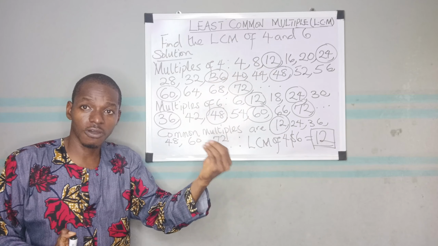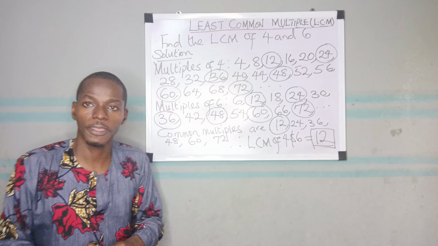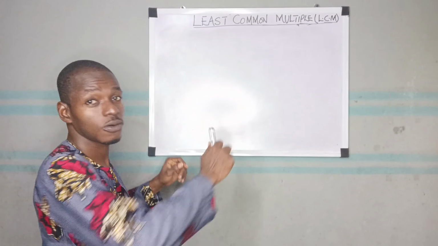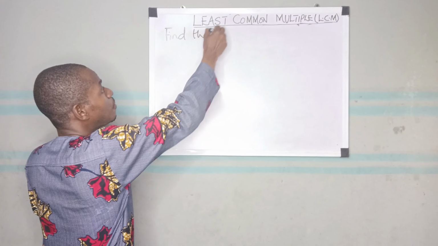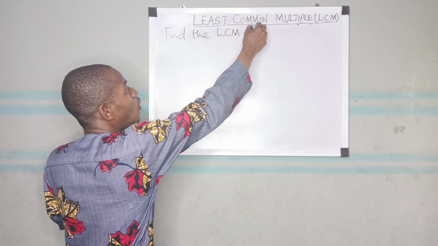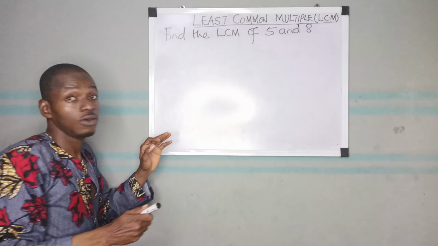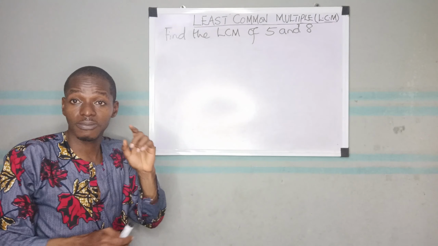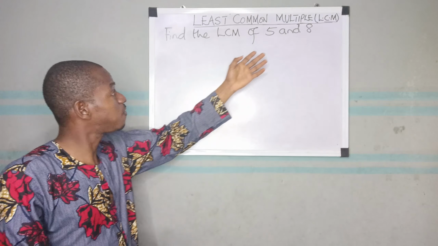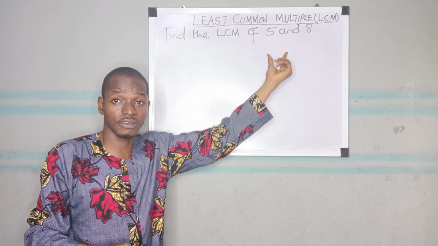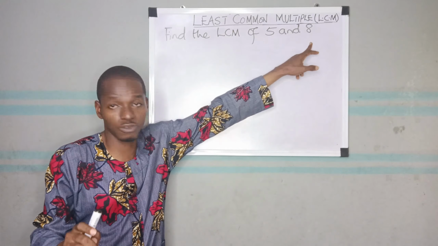Then the smallest number among the common multiples is the LCM. Okay, let's take example 2. You can be asked to find the LCM of 5 and 8. We'll still use our first method, listing the multiples. That means what we are asked to do here is to find the smallest number that 5 can divide, and 8 can divide.